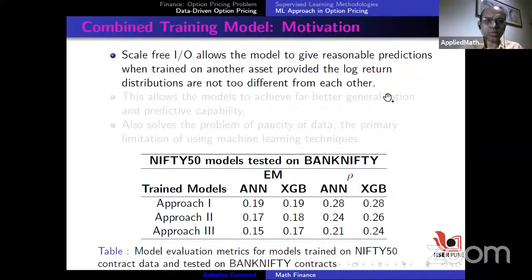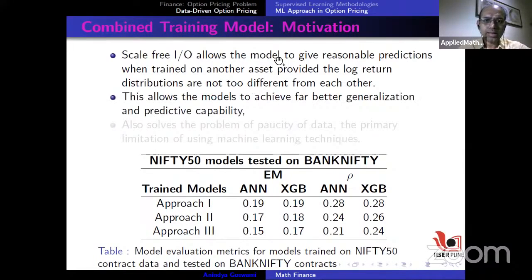In this process, what we have understood is that this combined training is possible under certain circumstances. If you train a model with scale-free input and output, the model can give reasonable predictions when trained on another asset, provided the log-return distributions are not too different from each other. Although those two assets can have very different price ranges, their log return is scale-free, and if their distributions are not very different from each other, then a very nice thing happens.